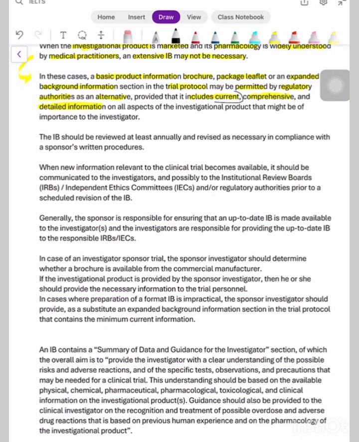Because we do not want any information that is backdated, because whatever is happening right now is of utmost importance. Also, we'll look at the proceedings, but that is some other case. So current information is most important here. Comprehensive means as much detailed information as you could get on all aspects of the investigational product that might be of importance to the investigator.